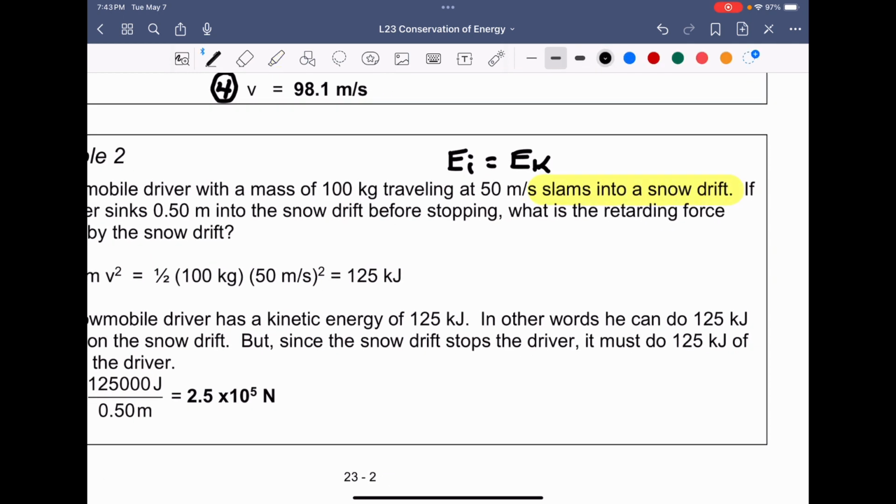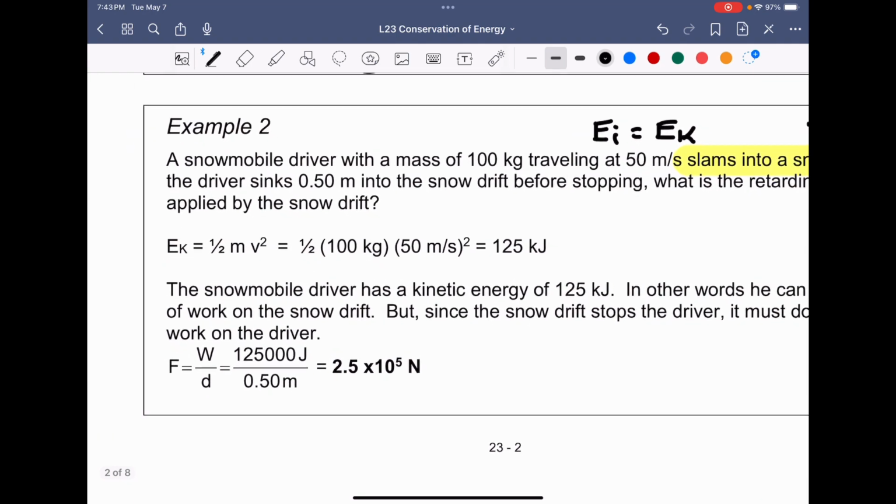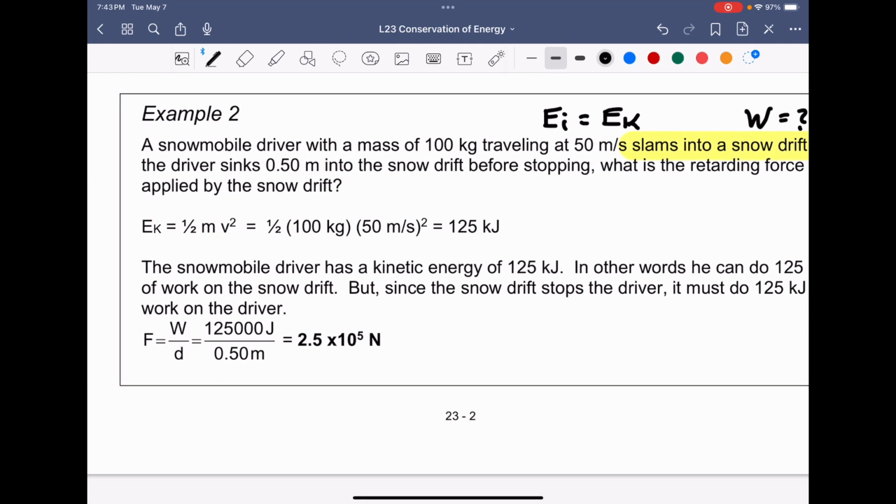Slamming into a snowdrift means that all of the energy is being depleted, or all that kinetic energy is being basically eliminated from this situation, in the sense that there must be some sort of work that's done to stop this object here. And so we would consider that work is done, and we need to figure out what that work is that's causing this object to lose its kinetic energy and be stopped in the snowdrift. Now, first and foremost, you'd want to figure out what the kinetic energy is.